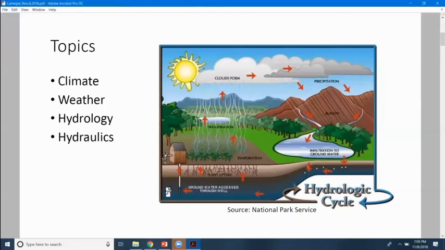And so I'm going to cover four topics very quickly. I'm going to start with climate, talk briefly about weather. What was the weather situation on the Father's Day weekend? Give a brief overview, just like hydrology 101, and then talk a little bit about hydraulics, the conveyance of these storm discharges, and what causes damage.